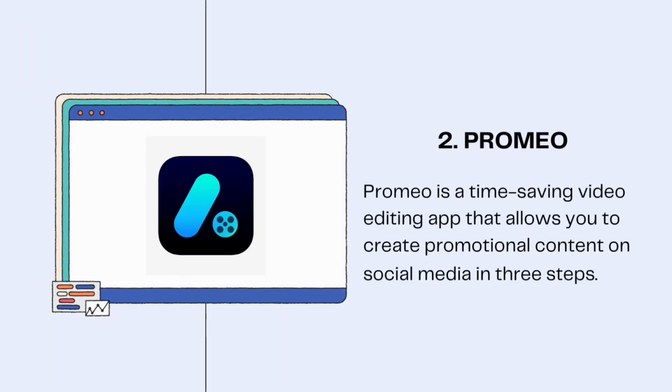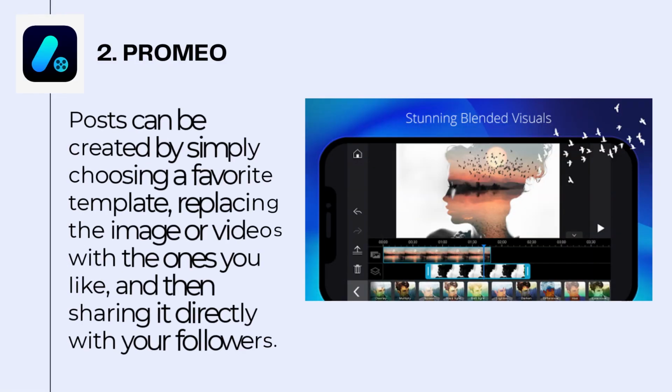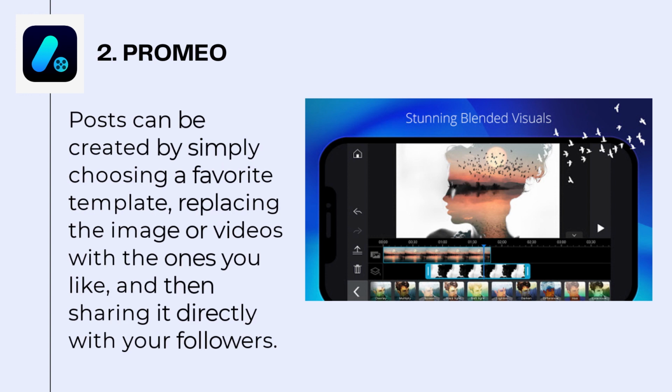Number 2. Promeo. Promeo is a time-saving video editing app that allows you to create promotional content on social media in 3 steps. Posts can be created by simply choosing a favorite template, replacing the image or videos with the ones you like, and then sharing it directly with your followers.